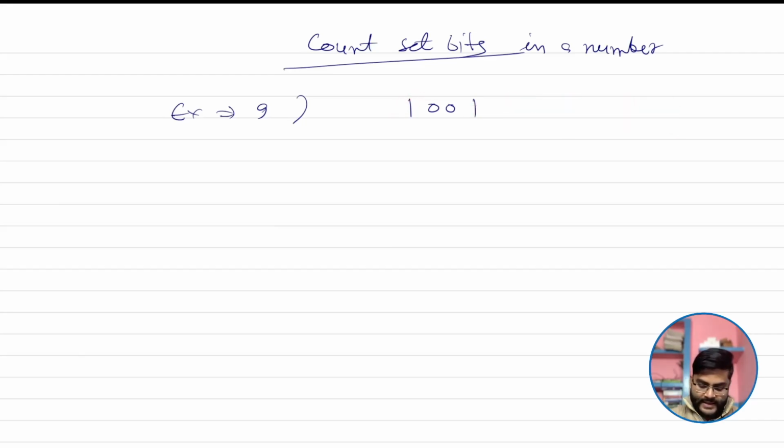Let's say one more example. Let's say we have 15. So 15 can be written as 1111. So we have how many set bits? 1, 2, 3, 4. We have 4 set bits. So how can we solve this?